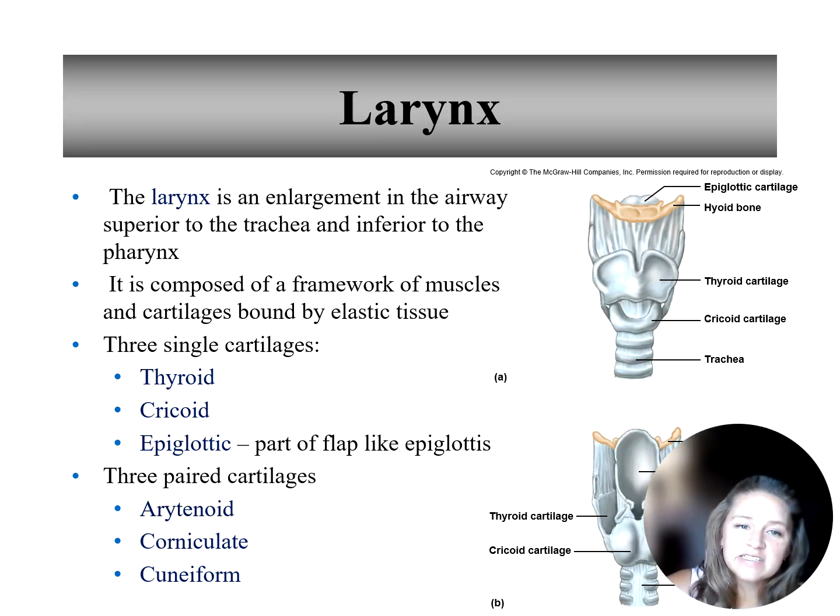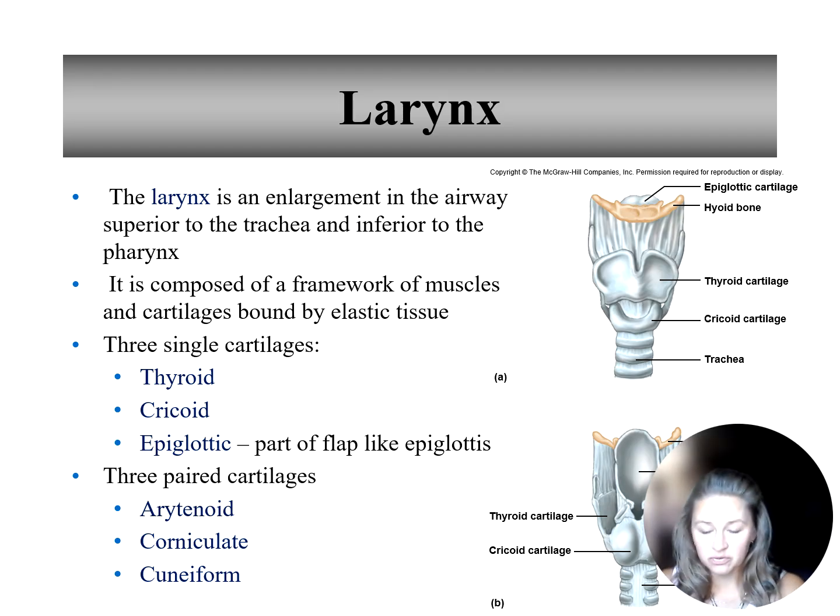The next structure that we'll talk about is the larynx. The larynx is the enlargement of the airway. It's superior to the trachea and inferior to the pharynx. So it's a framework of muscles and cartilage bound by elastic tissue. There are three single cartilages: the thyroid, cricoid, and epiglottic. This is part of the epiglottis. And then there are three types of paired cartilages that we'll find here.